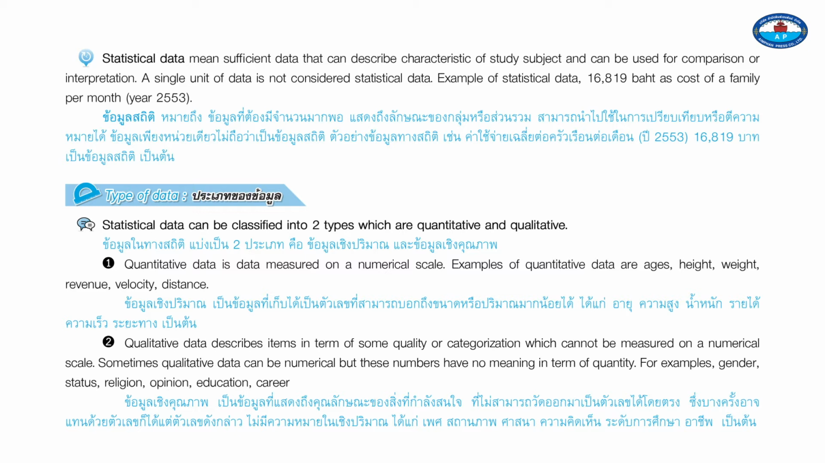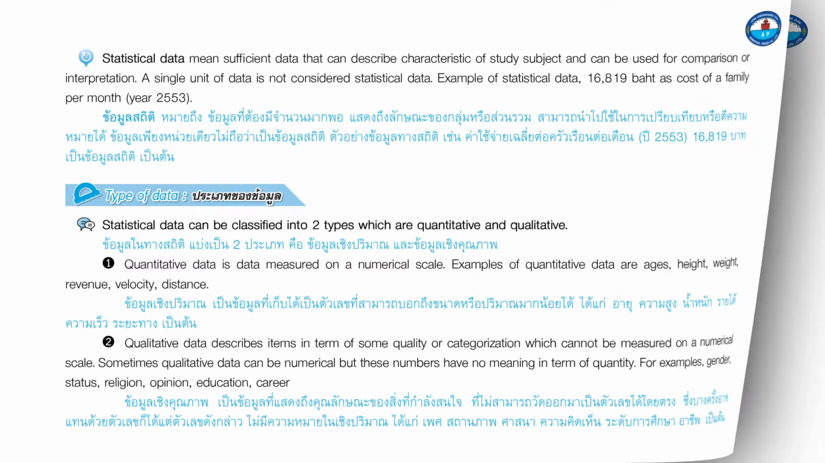Type of data. Statistical data can be classified into two types, which are quantitative and qualitative. 1. Quantitative data is data measured on a numerical scale. Examples of quantitative data are ages, height, weight, revenue, velocity, distance. 2. Qualitative data describes items in terms of some quality or categorization which cannot be measured on a numerical scale. Sometimes qualitative data can be numerical, but these numbers have no meaning in terms of quantity. For example, gender, status, religion, opinion, education, career.